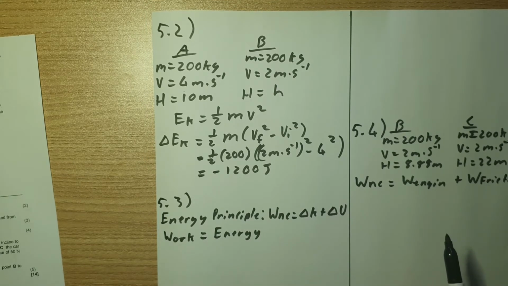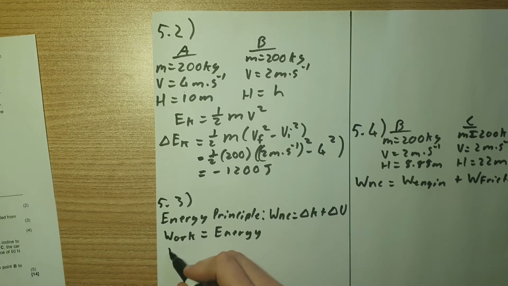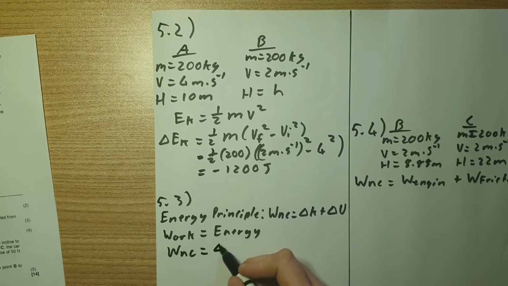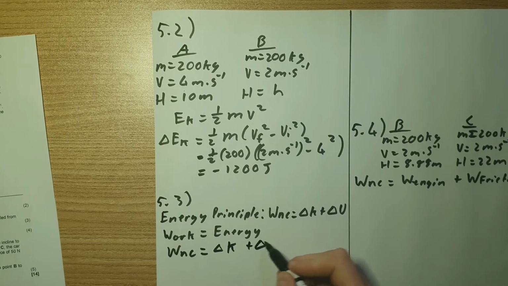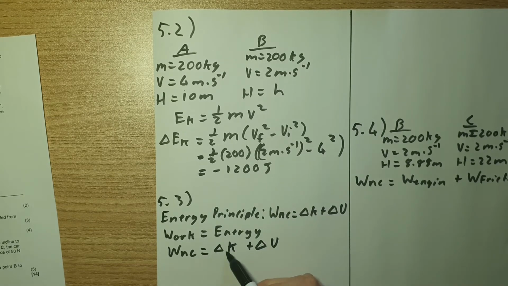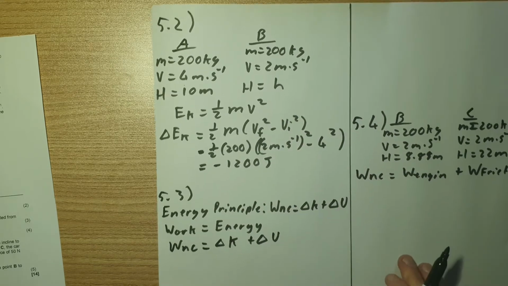Getting started over here, I'm first going to manipulate everything and then I'll plug in my values to find my final answer. So the work of the non-conservative force is going to be equal to the change in my kinetic energy plus the change in my potential energy. Please note that we did calculate the change in the kinetic energy at the top here, so you don't have to re-show this calculation, you can just substitute your value in.